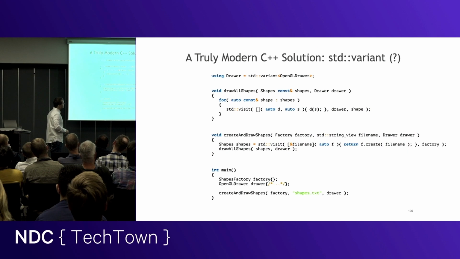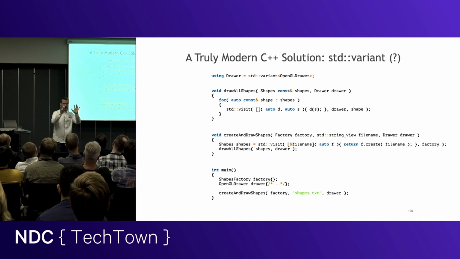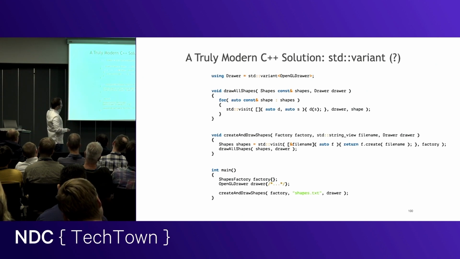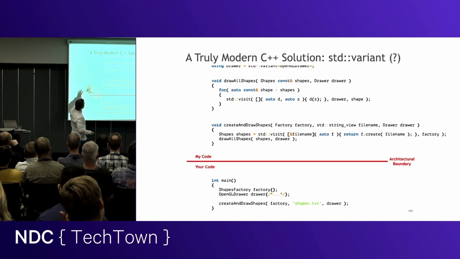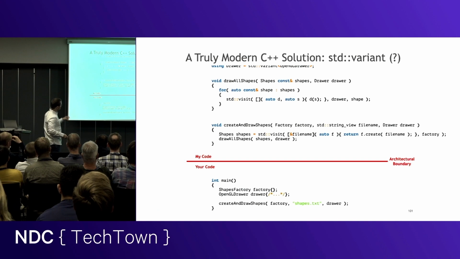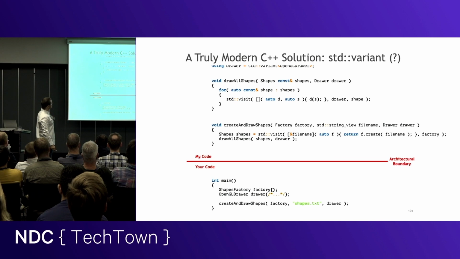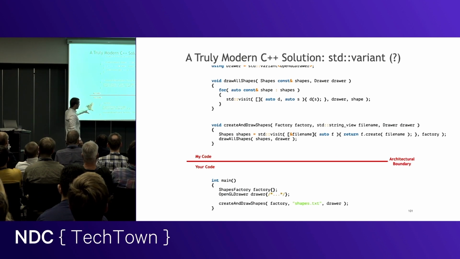Let's talk about design again. So again, I'm trying to find the point where we can separate concerns, where your code ends and my code starts, or vice versa. So keep it simple for now. Let's do it right here. I think these two functions, draw shapes and create and draw shapes, are my functions. I want to draw all the shapes, not knowing what they are, and I want to create and draw them. Okay, this is your code.